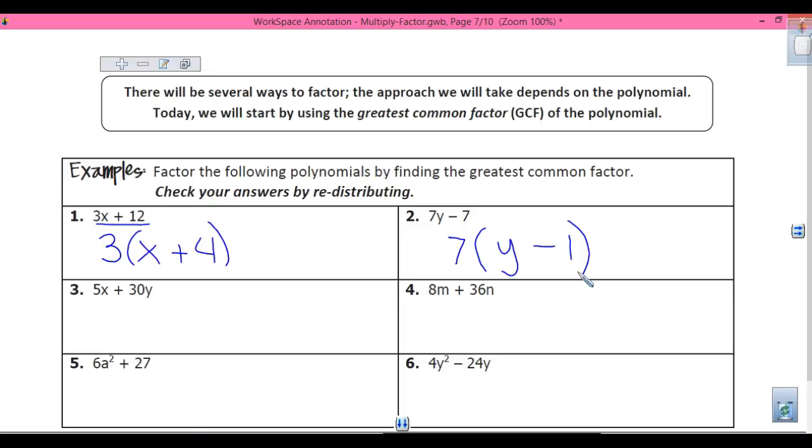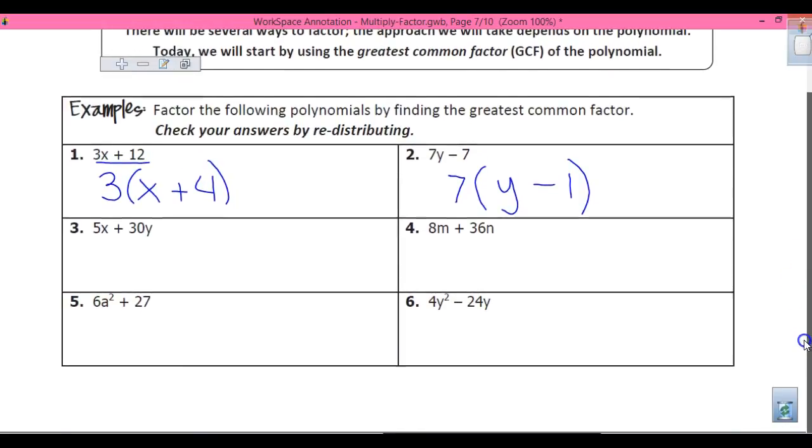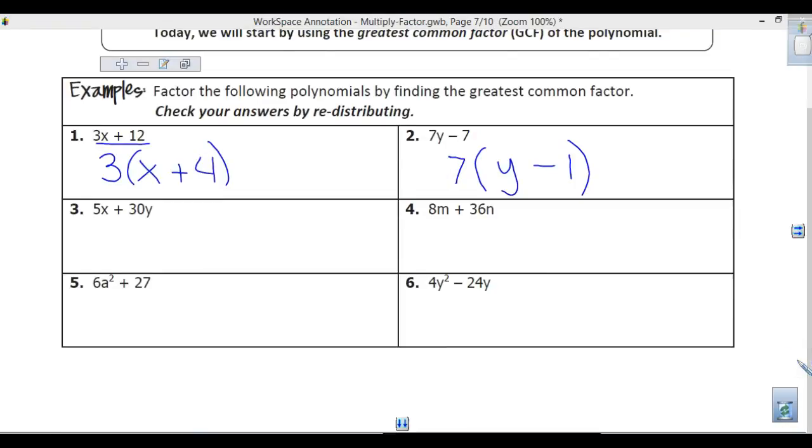Let's jump down to number 6. I'm not going to make you do all of these examples today, because I think you're going to get the hang of it, and then we're going to do a little activity. Look at the coefficients first, your 4 and your negative 24. What can come out? 4. Yeah, they both can be divided by 4.